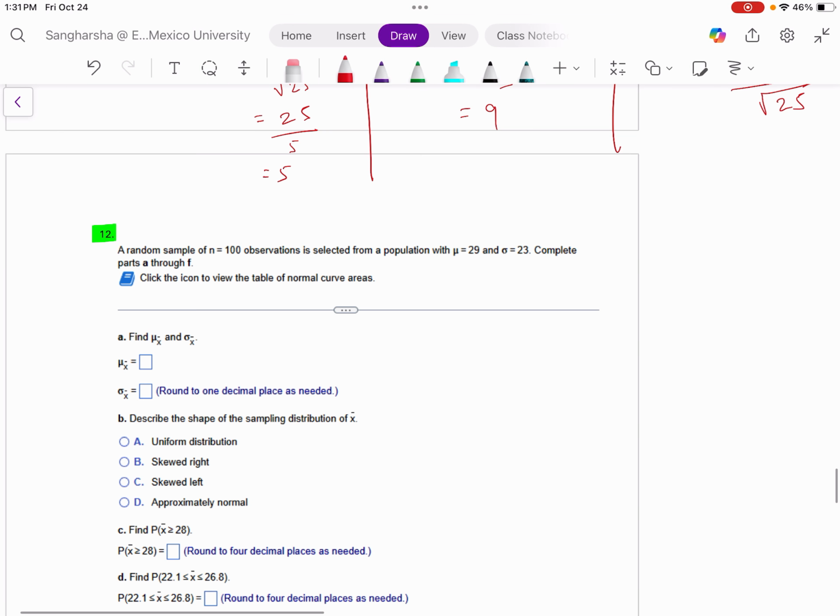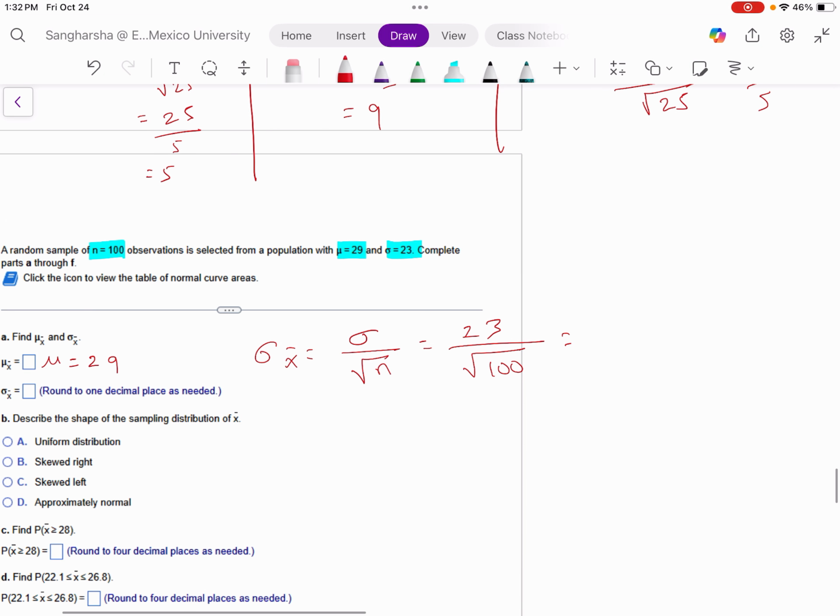Okay, number 12, our n is 100, mu is 29, sigma is 23. We have to complete this. So mu of x bar equals mu, which is 29. Sigma of x bar is the same formula, sigma divided by square root of n. Sigma is 23, square root of n is 10. So this is 23 divided by 10, which is 2.3.